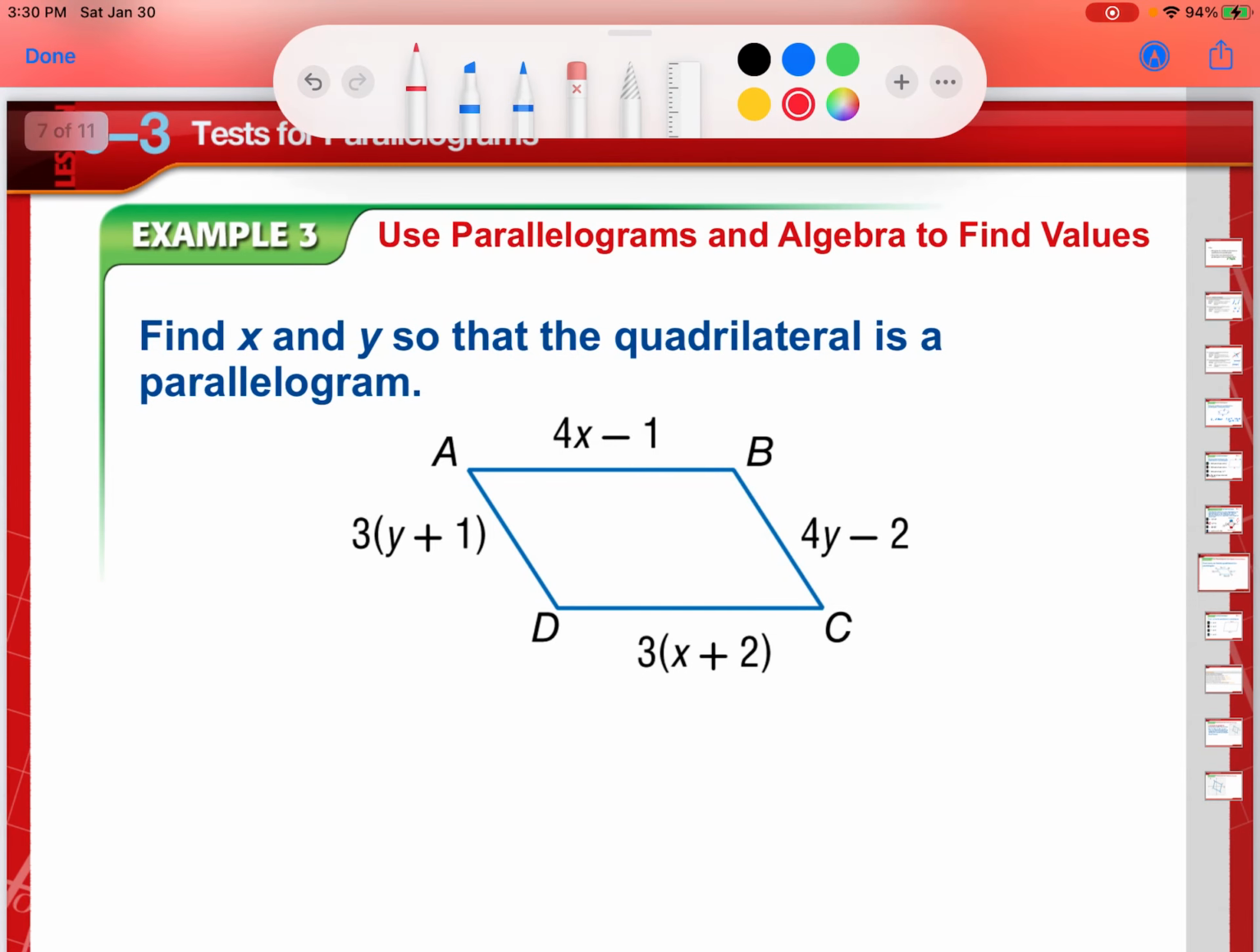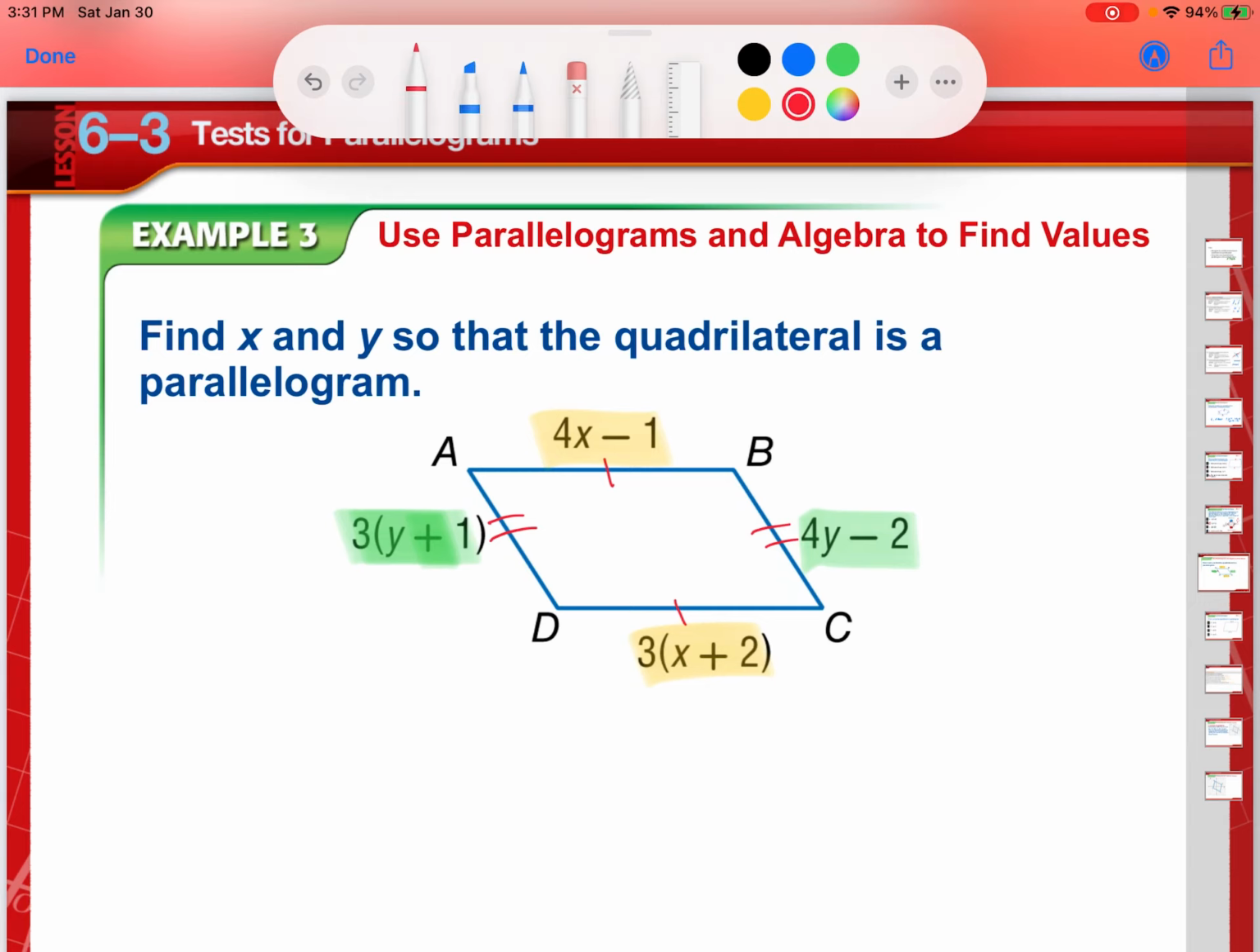Alright, so find x and y so that the quadrilateral is a parallelogram. I'm going to assume this is a parallelogram, which would mean AB and DC are congruent, and BC and AD are also congruent. So I would just set the top and bottom equal to each other. I would set 4x minus 1 equal to 3 times x plus 2. Then I would also set 4y minus 2 equal to 3 times y plus 1.